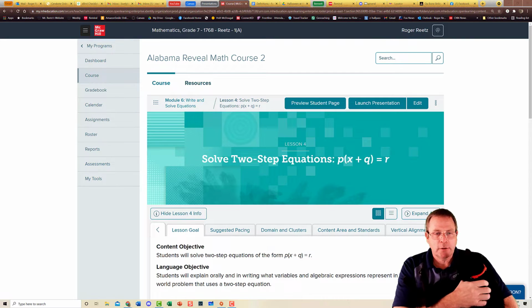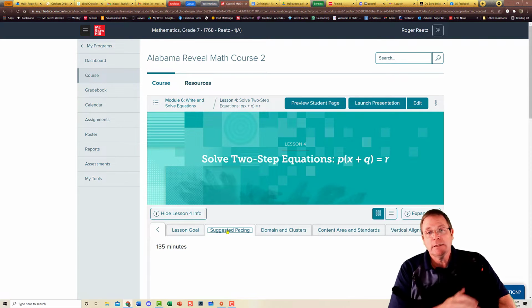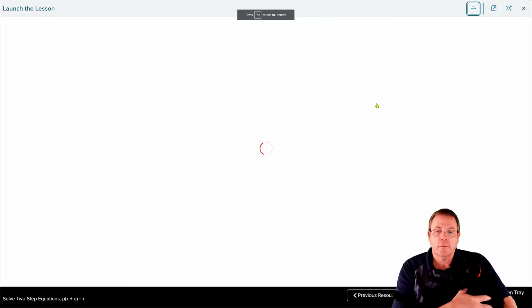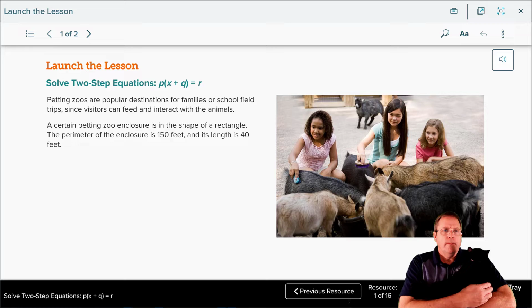The content objective: students will solve two-step equations in the form of, yep, exactly what I said. Pacing guide says this is going to be a super long lesson, so probably looking at, I don't know, 16 resources. We shall just have to see how long this really takes.